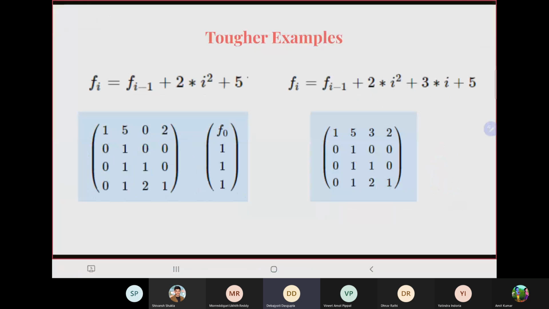Okay, cool. So this was an easy example. Let us go to some tougher example. I said previously that we can also include something of the form I power 2 and I power 3, and so on.